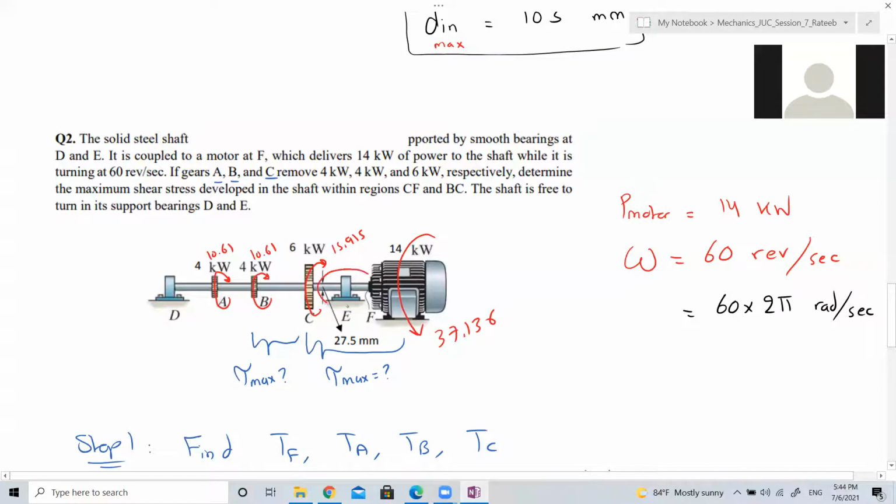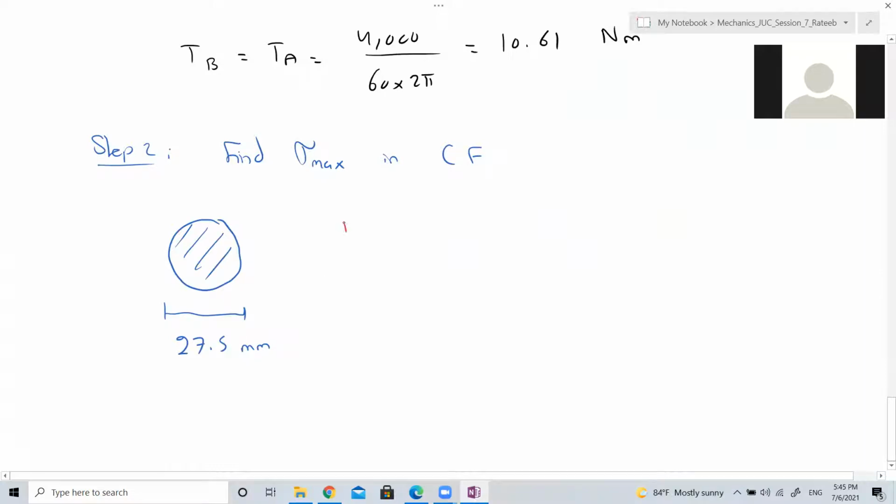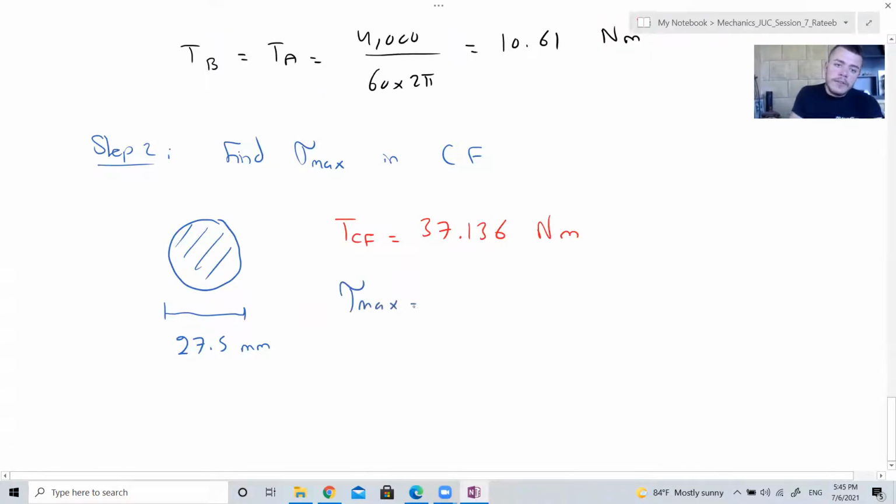How do you find the torsion in CF? We make a cut. Yes, thank you, Muhammad. You take a cut. Is it easier to look at the left or the right? Right. The right. You have only one torque to the right, which is 37.136. So what is the torque in CF? The same. TCF here is 37.136 newton meters. Now we can find tau max, which is TR over J.